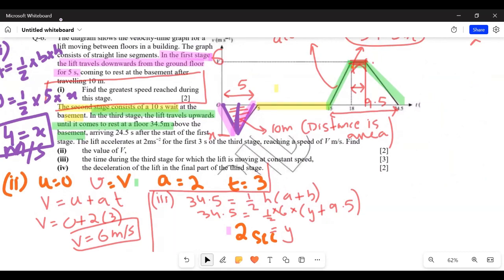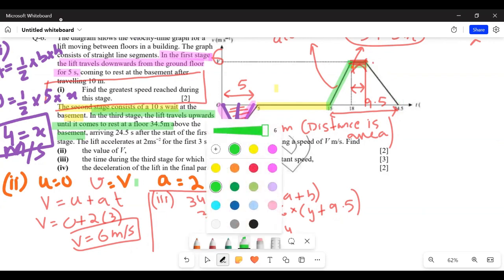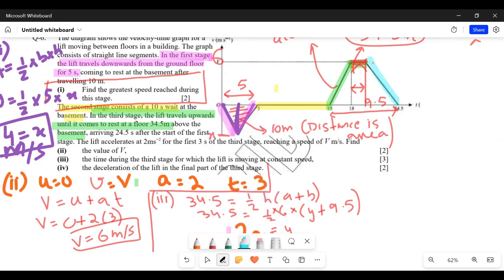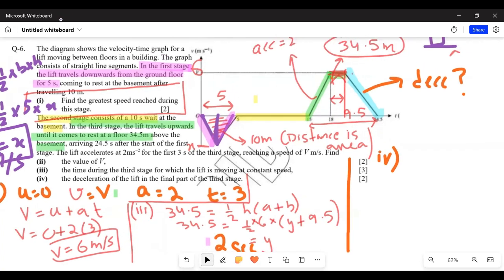Part 4, deceleration of the lift in the final part of the stage, which means they're talking about this final falling line. Deceleration in the third part of the movement of the lift. So how do I find the deceleration here? बस gradient निकालेंगे लाइन का.